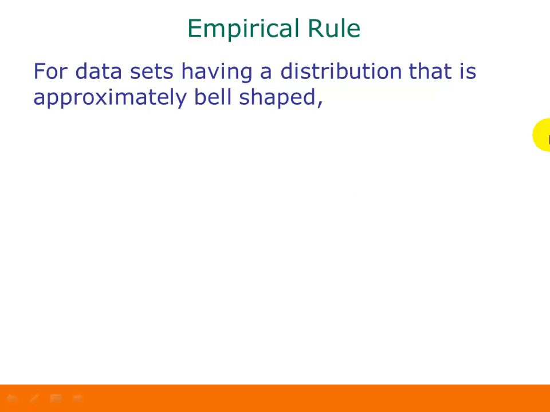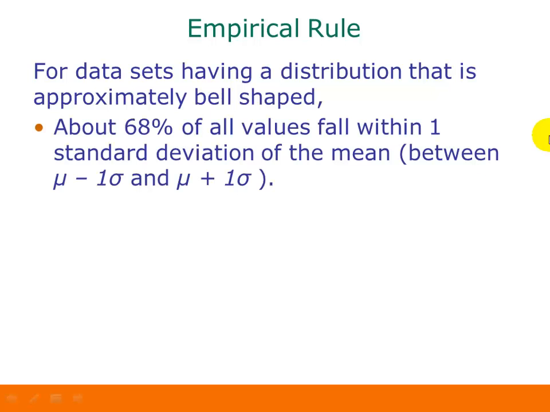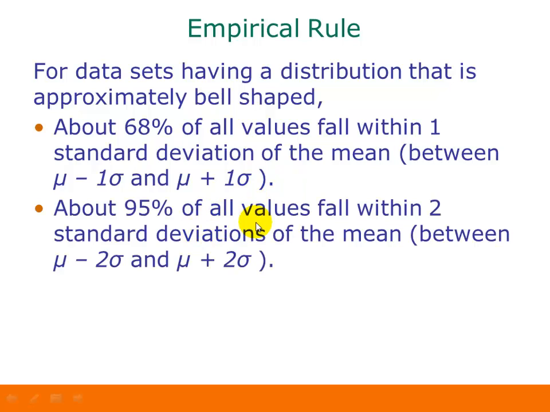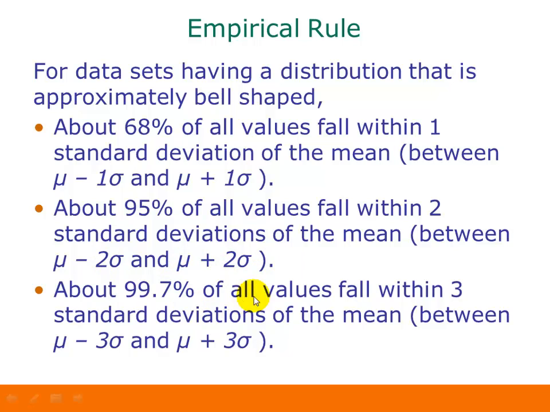The empirical rule says for data sets having a distribution that's approximately bell-shaped, about 68% of all the data values fall within one standard deviation of the mean. So between the mean minus one standard deviation and the mean plus one standard deviation. About 95% of all the data values fall within two standard deviations of the mean. So between the mean minus 2 times the standard deviation and the mean plus 2 times the standard deviation. About 99.7% of all the data values fall within 3 standard deviations of the mean.